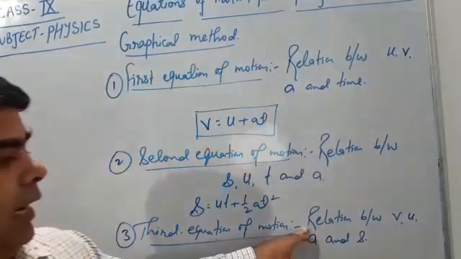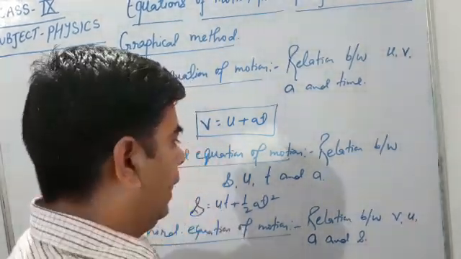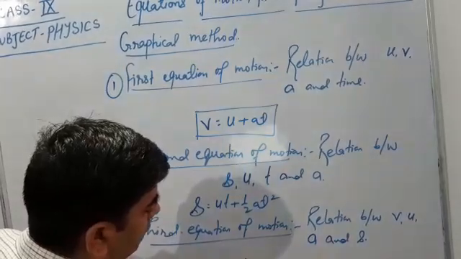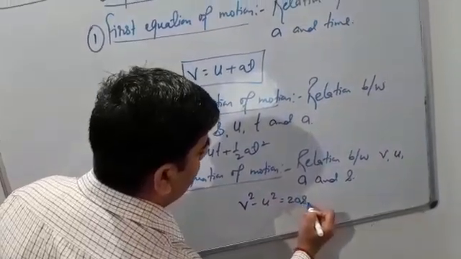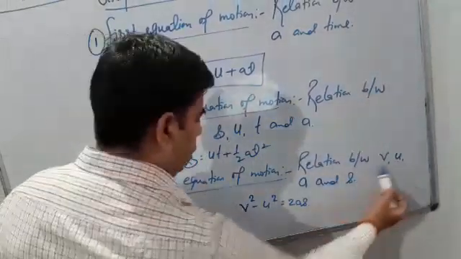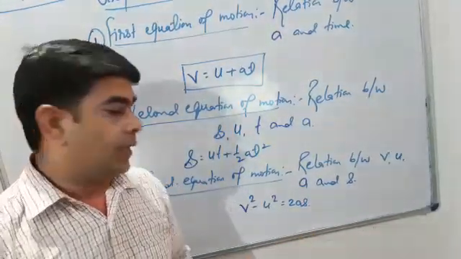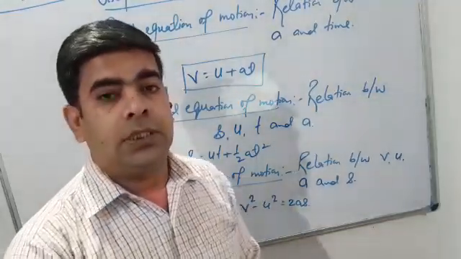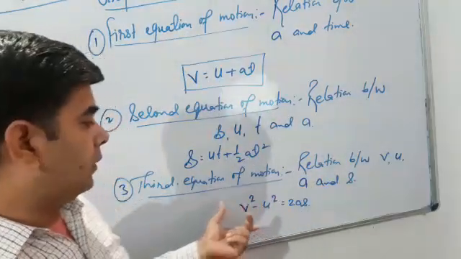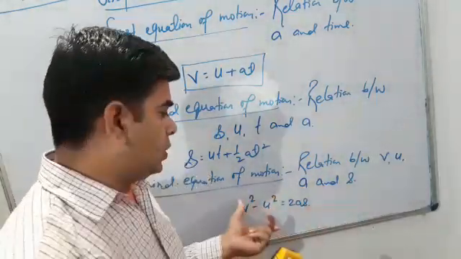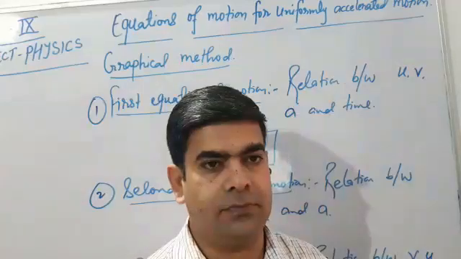This one is the third equation of motion. It means relation between v, u, a and s. And we can write the third equation of motion as v square minus u square is equal to 2as. And this third equation of motion is also known as the position-velocity relation.